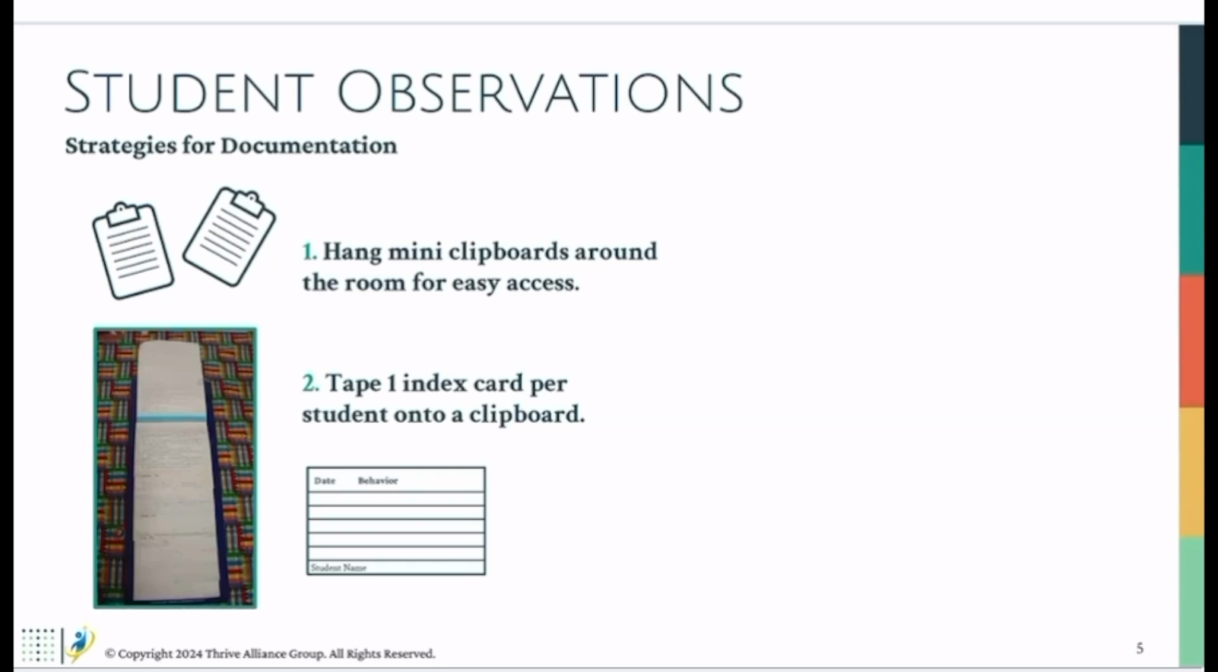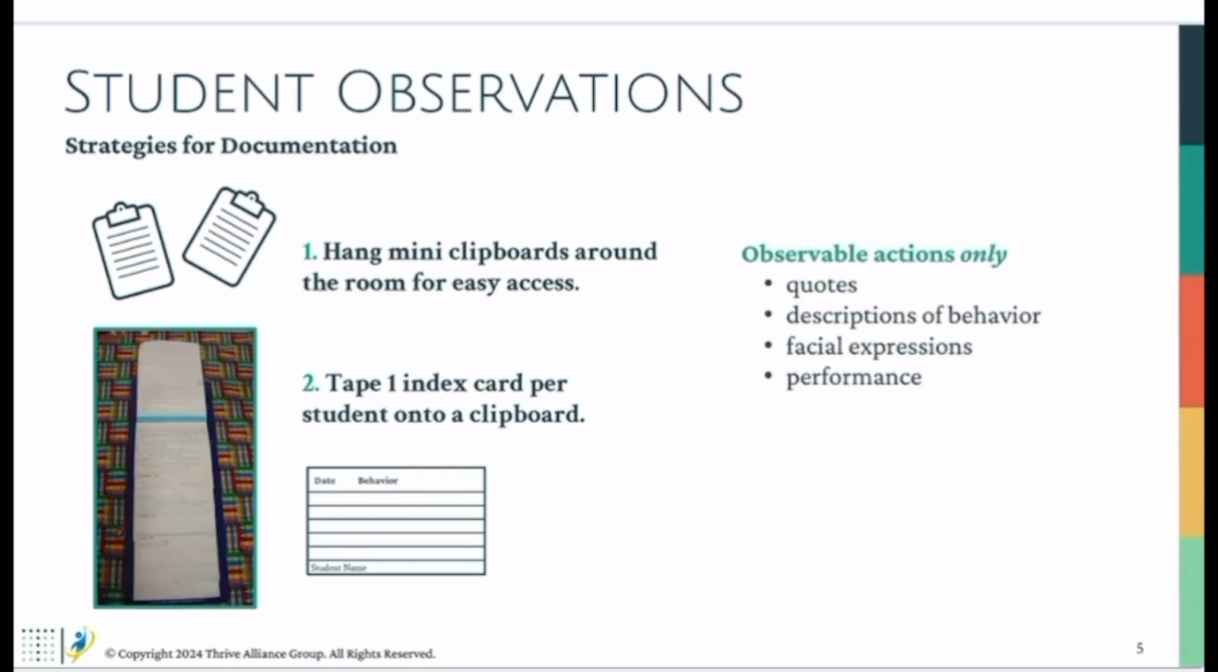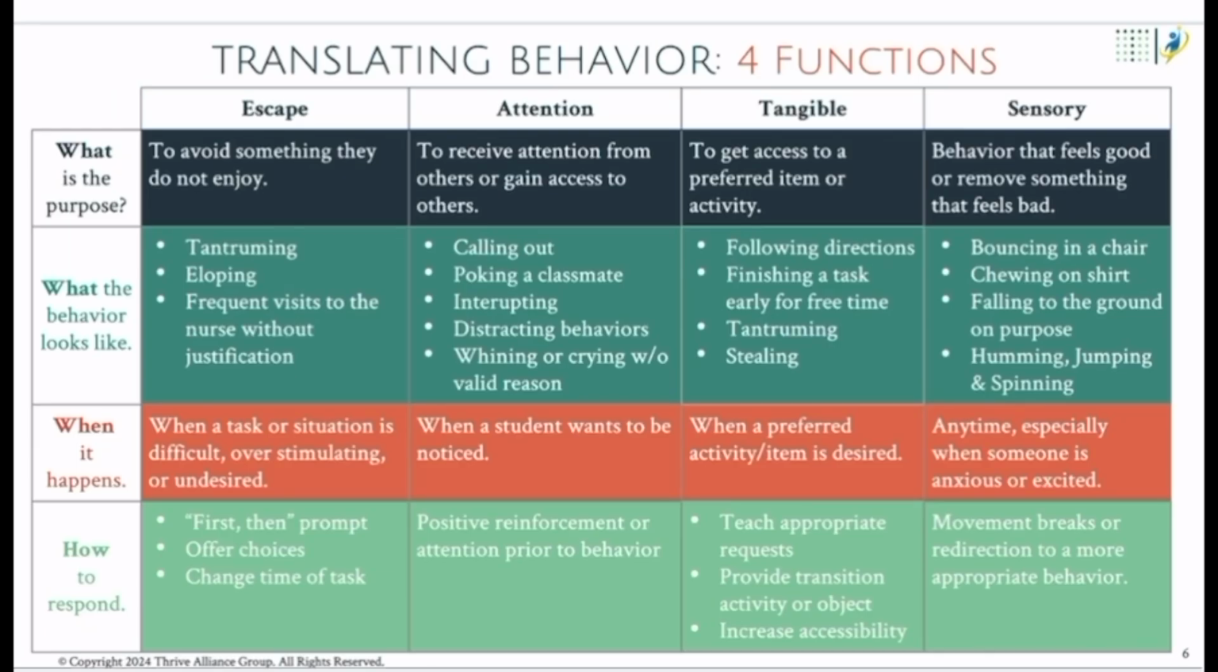Remember, our documentation should always be written objectively. This means writing down observable actions only, like quotes, descriptions of a behavior or facial expressions, or performance. Please avoid using adjectives or labels like good and bad, assuming their intention, like the student did this because, or he was angry because, making judgments or giving your opinion, and using absolutes like he always does this or he never does that.